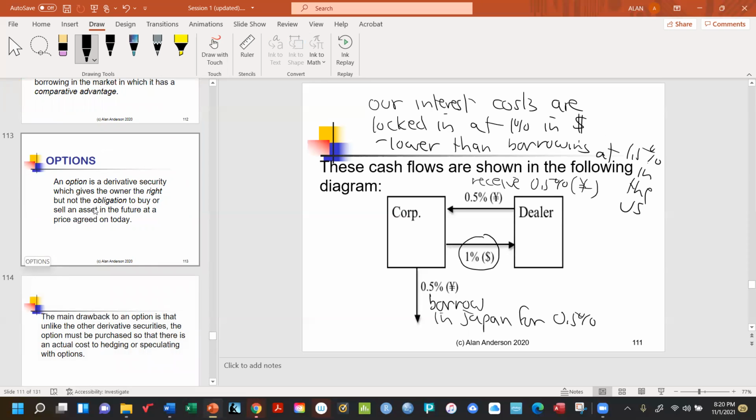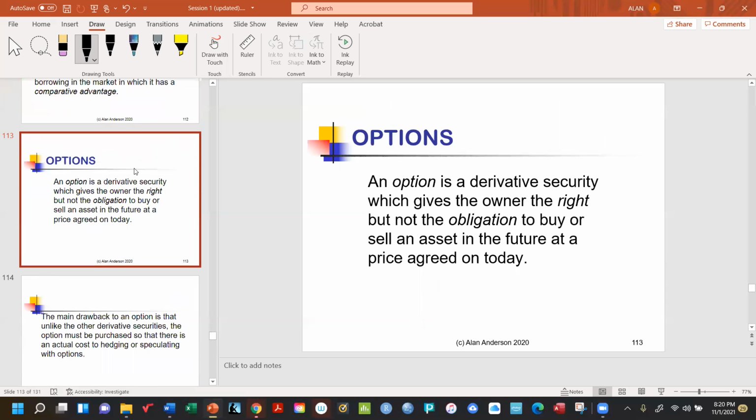All right. So now we're going to save the best for last, in my opinion, options. Now, options are very complicated. In fact, so much so that we're going to need to spend at least 3 weeks with them. But here, I just want to give you the briefest possible overview. And this is very brief because, like I said, this is a very complicated market. Options are the most powerful of all the derivatives. They give us the most flexibility.